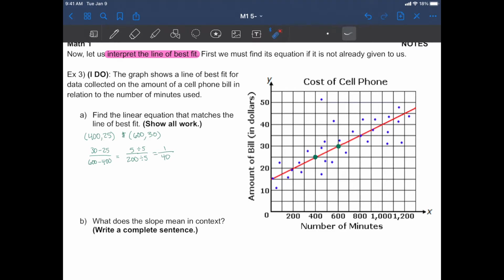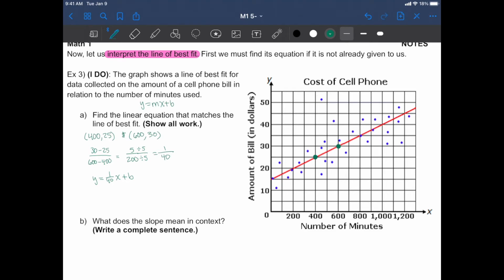Okay, so now we have to find the y-intercept. Now I can easily read that off of this particular graph. It's going to be 15, okay? But I want to show you how to find the y-intercept if you were only given these 2 points. Or maybe let's say you can't see the y-intercept on the graph. It's really important that we know how to do this. Okay, so we are working in slope-intercept form. Remember, slope-intercept form is y equals mx plus b. So far, what I have is y equals 1 over 40 x plus b. I found the slope. I just need to find my b value.